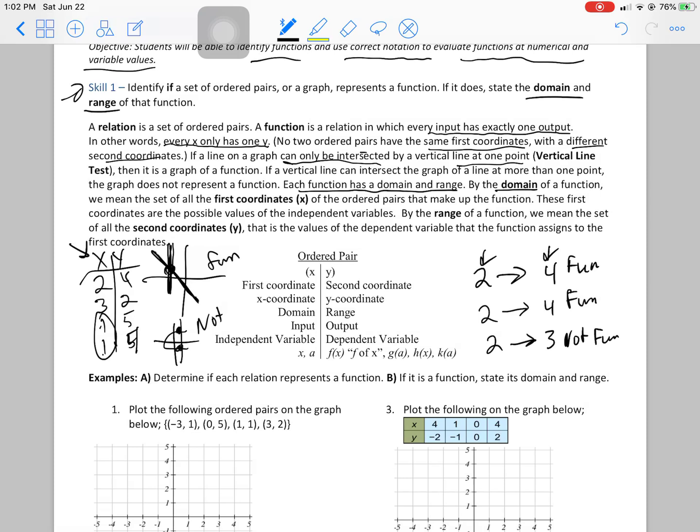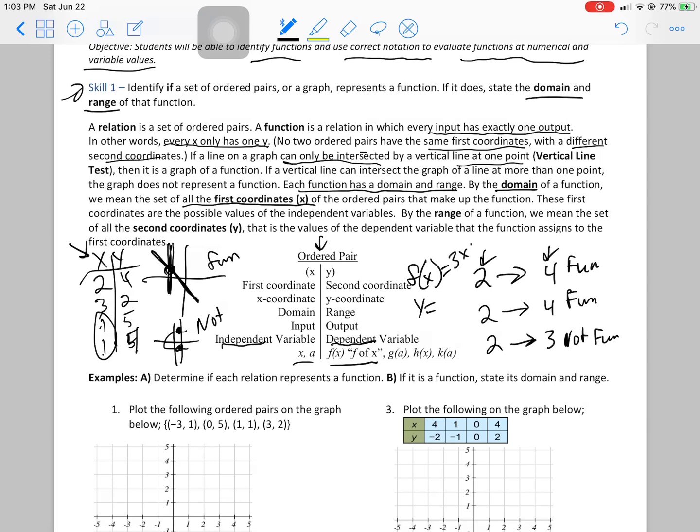The domain of the function is the set of all first coordinates, and most of the time it's an x. Okay, the first coordinates. Look at this right here. We have the other words for x. X is the first coordinate of an ordered pair. The x coordinate, the domain, the input, even the independent variable. If you put in this, you will get this out. Okay? So y can be the second coordinate, the y coordinate, the range, the output, or dependent. Your y is dependent on what is put in for x. Okay? So another way to say y equals something would say f of x.